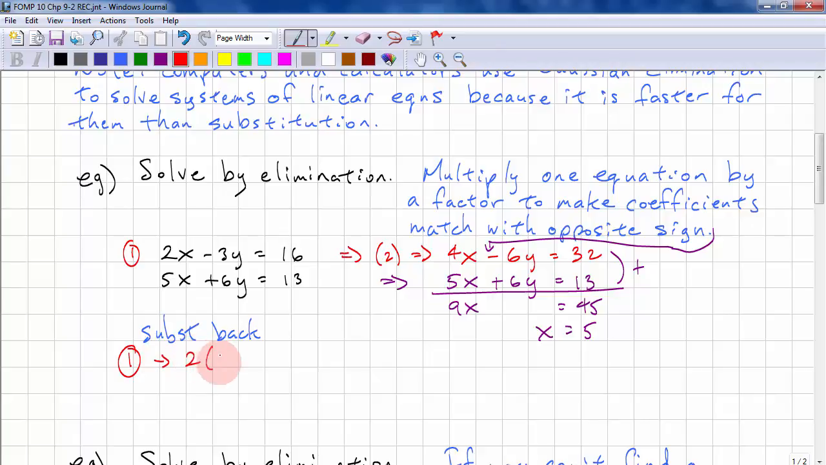We get 2 times 5 minus 3y equals 16. Negative 3y, this is 10. Bring it over to the other side, it's negative 10. So 16 minus 10 is 6. So we divide both sides by negative 3. 6 divided by negative 3 is negative 2. And our answer is 5, negative 2.